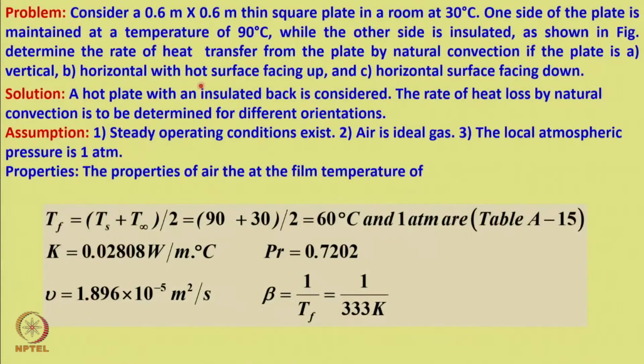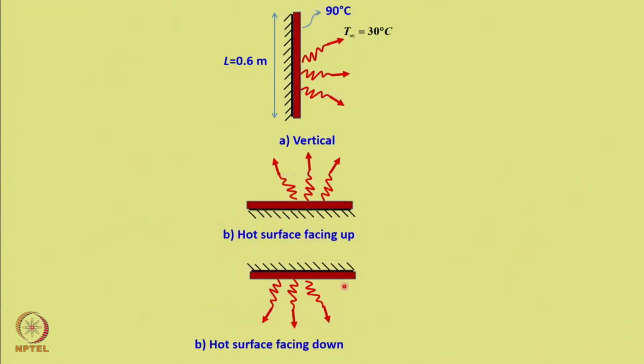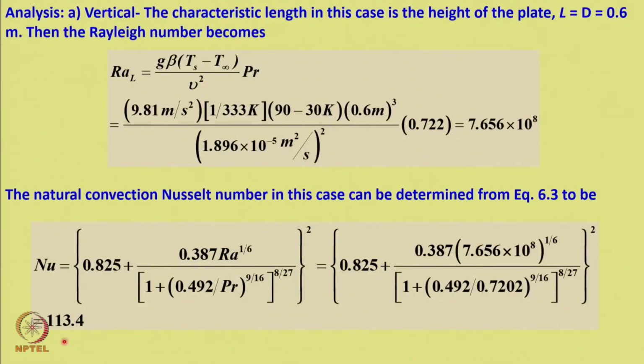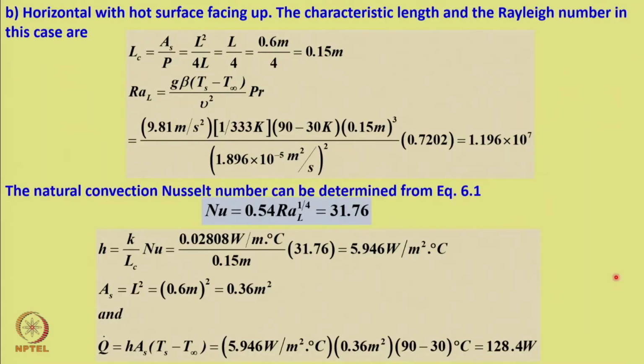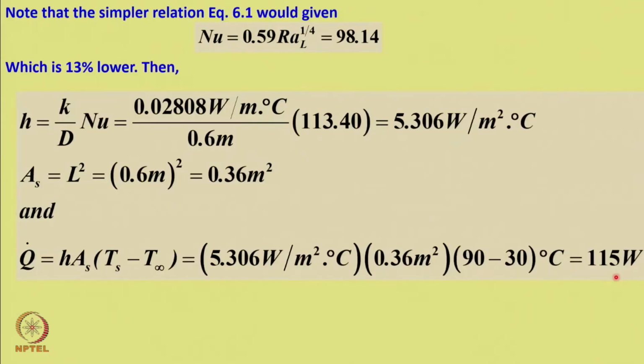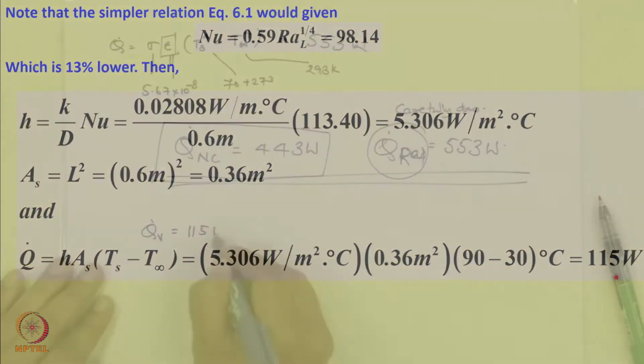Now if you see the slides, this problem is about a vertical plate. I am not going to solve this problem. A room temperature has been given, surface temperature has been given. Similarly, you get the properties. For the vertical plate, the case is horizontal plate facing upwards, horizontal plate facing downwards. You get the Nusselt number for the vertical plate, 113, and for the horizontal plate, Q dot is 115. That is, for Q dot vertical, you get 115 watts.